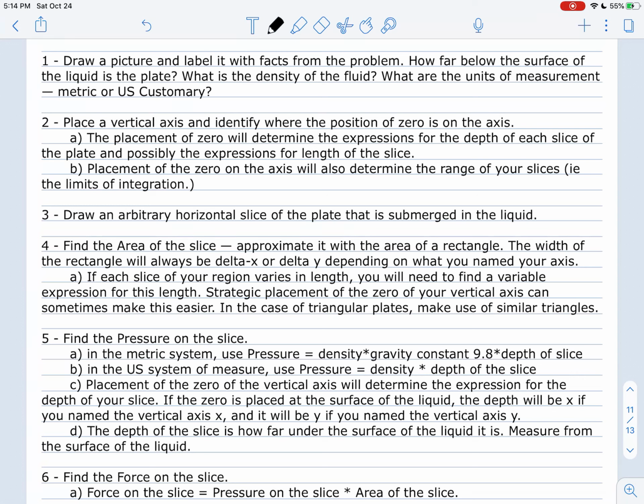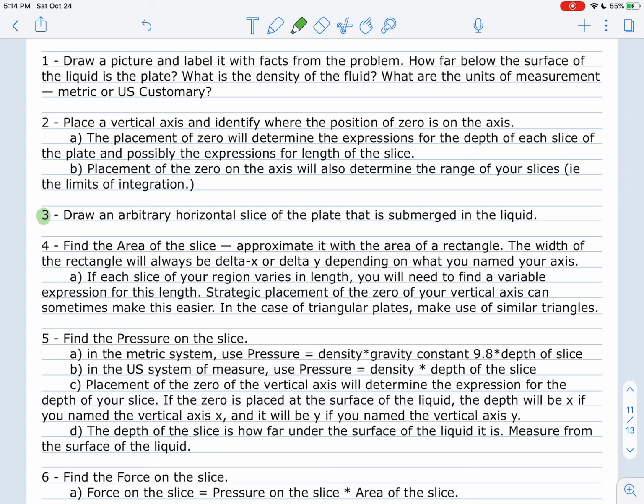So we do want to place a vertical axis and identify where the 0 is on that axis. We then want to draw an arbitrary horizontal slice of the plate that is submerged in the liquid. Sometimes you'll have a plate that's partially submerged, and that's fine, but we just want to draw a slice that's under the liquid. And that should be a horizontal slice that actually cuts that vertical axis that you have. So the next step would be, what is the area of that slice?